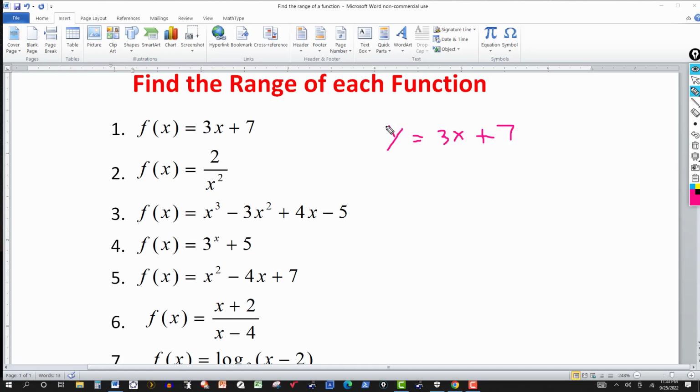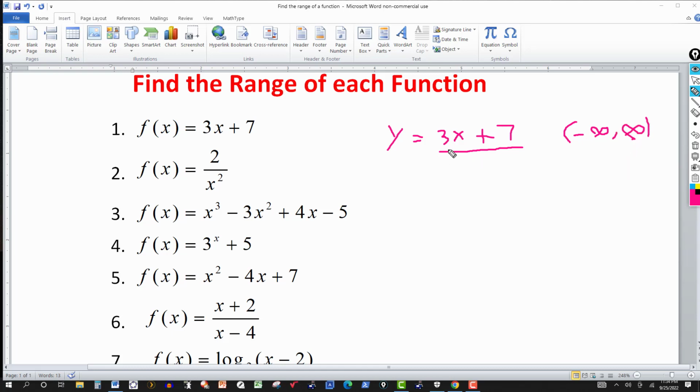Now, if you have the function solved for y and you wanted to find the domain, all you have to do is find out what restrictions you have. So in other words, here we have 3 times x, where x is a real number. With domains and ranges, we deal only with real numbers. So if I put any number in for x and multiply it by 3 and add 7, will that give me a real number? If you can answer yes to that, then the domain is all real numbers. And you could write it in interval notation and say the domain would be negative infinity to infinity.